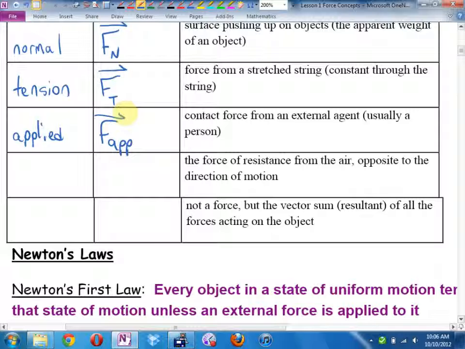What was the force of resistance from the air that was opposite to the direction of motion? And we called this air resistance, but there is a fancy name for it. It begins with the letter D. Does anybody know? Yep. Drag. Problem. Drag is very complicated. Air resistance is very complicated. It's a changing force. The faster you fall, the bigger it gets. The slower you fall, the smaller it gets.